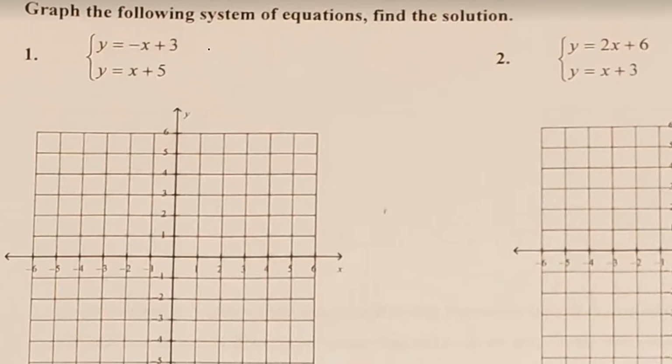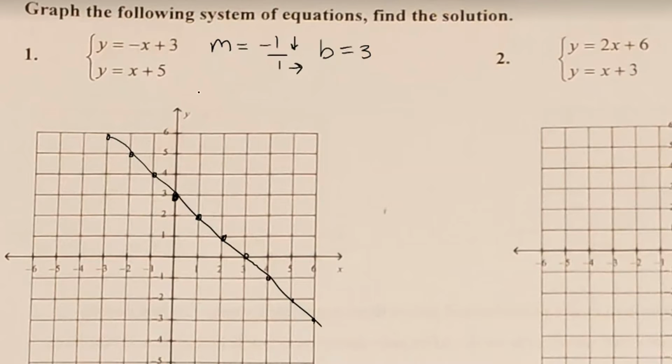For problem number 1, my slope is -1 and that will be -1/1. My y-intercept is 3. And I'm going to start at 3 on my y-axis, and I'm going to go down 1 and to the right 1, down 1 and to the right 1, and I'm going to graph my line.